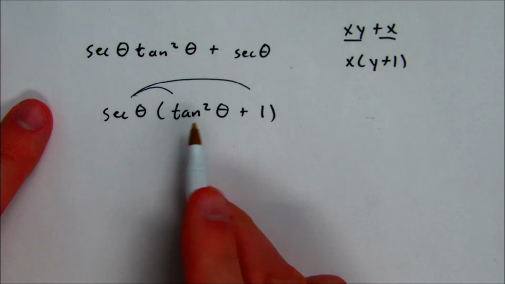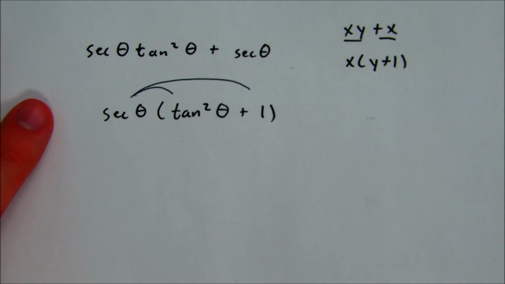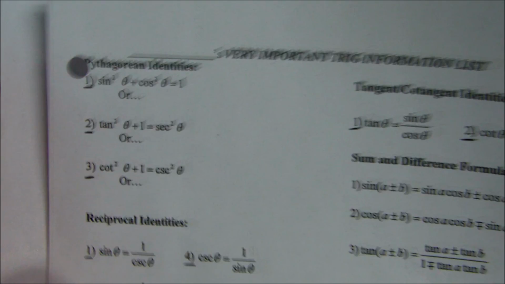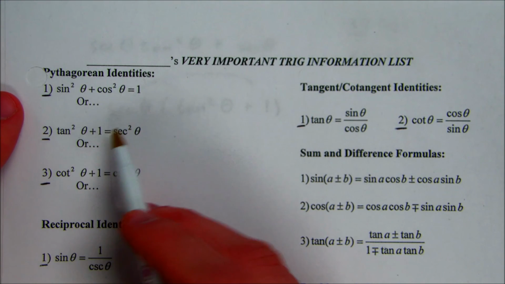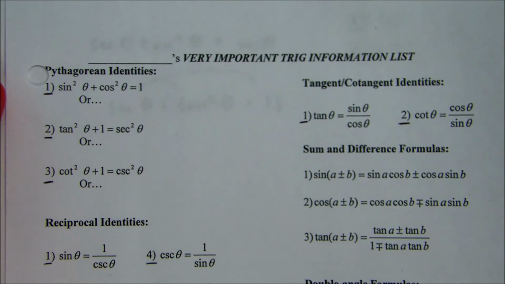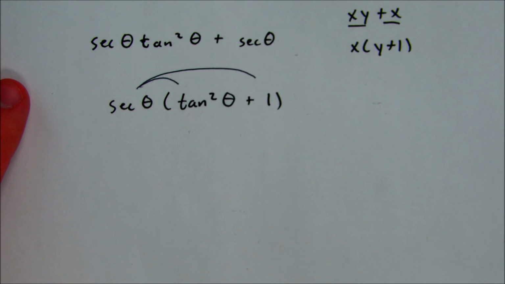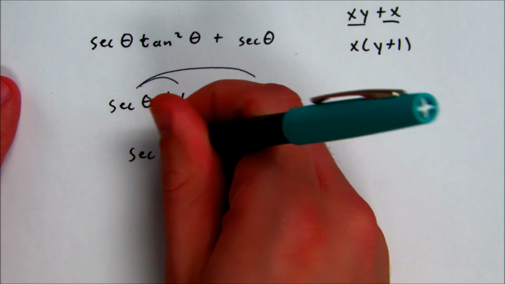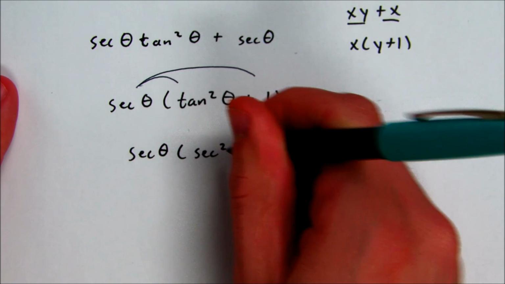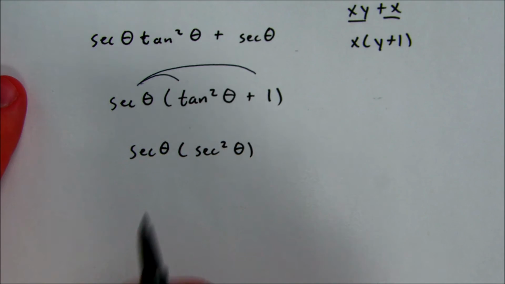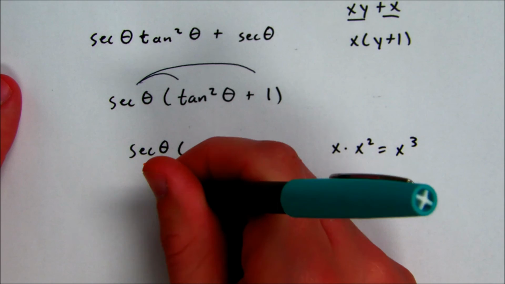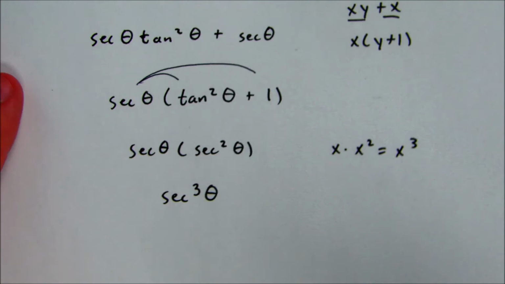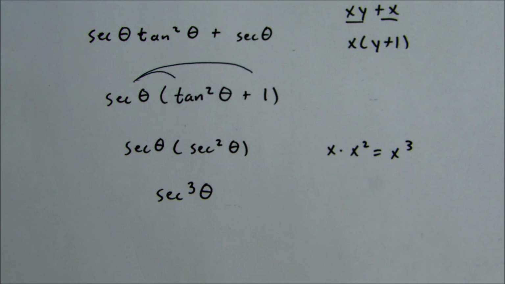Now looking here, I've got tangent squared theta plus 1. You could be wondering, why in the world did I factor in the first place? Well, here's why. If I look at my Pythagorean identities, I know that tangent squared plus 1 is secant squared. I can make a very easy substitution here. Because of this identity, I'm going to rewrite this as secant theta times secant squared of theta. I'm not completely simplified. Secant times secant squared, just like x times x squared is x cubed, is secant cubed of theta. So those are the first 3 hints on how to verify trig identities. I'll post the other 2 later.